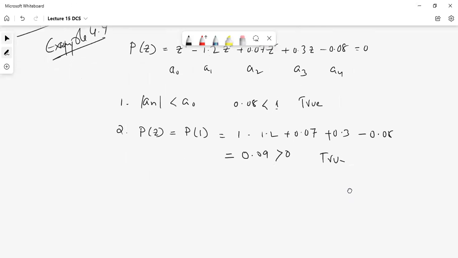Okay, so the third criterion is that P at z equal to minus 1 depends on n. If n is even, then P minus 1 has to be greater than 0. In our case, this is the case. You just put the value and do the calculation, and you are going to see that the value becomes 1.89, which is greater than 0. So the third condition is also true.